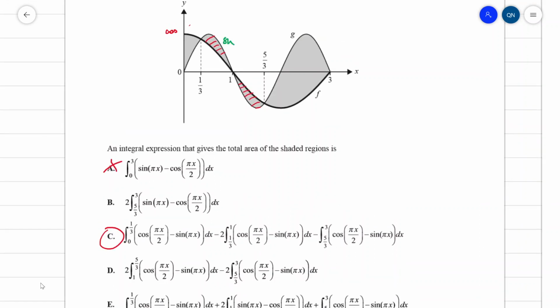And E, that's 1/3, so cosine. So that first integral is fine. The second integral is also fine actually because it's sine minus cosine, so it's bigger minus small, and you're doubling that to account for both of these areas. But I believe the third integral is where things go wrong because you have cosine minus sine, which is the incorrect way around because cosine is smaller than sine on that interval, but that's not counteracted by an extra negative sign out the front. So E fails with this last integral, so we'll go with C.